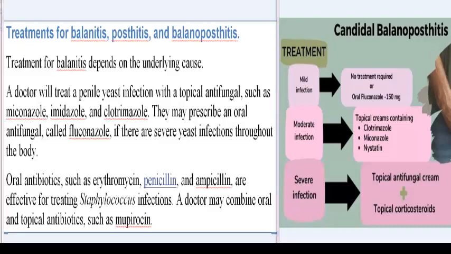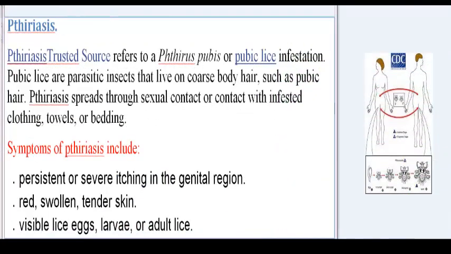Treatments for balanitis, posthitis, and balanoposthitis. Treatment for balanitis depends on the underlying cause. A doctor will treat a penile yeast infection with a topical antifungal, such as miconazole, imidazole, and clotrimazole. They may prescribe an oral antifungal, called fluconazole, if there are severe yeast infections throughout the body. Oral antibiotics, such as erythromycin, penicillin, and ampicillin, are effective for treating staphylococcus infections. A doctor may combine oral and topical antibiotics, such as mupirocin.